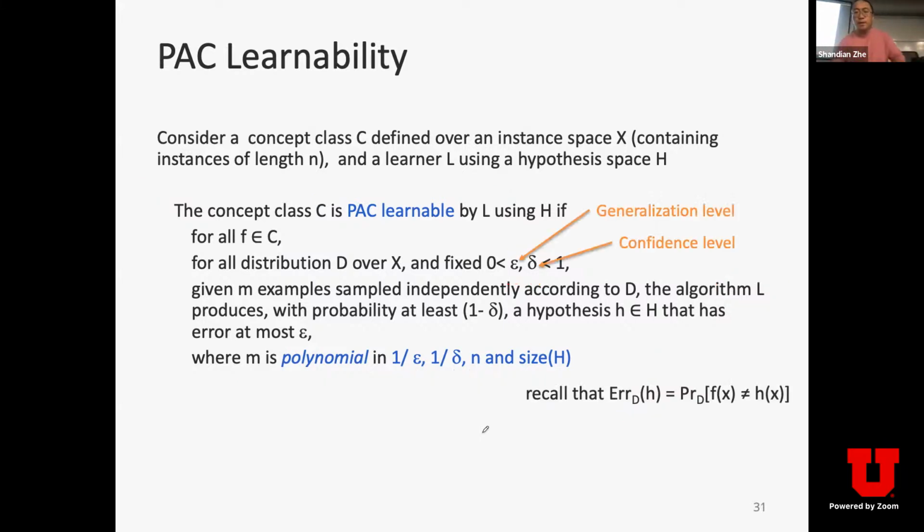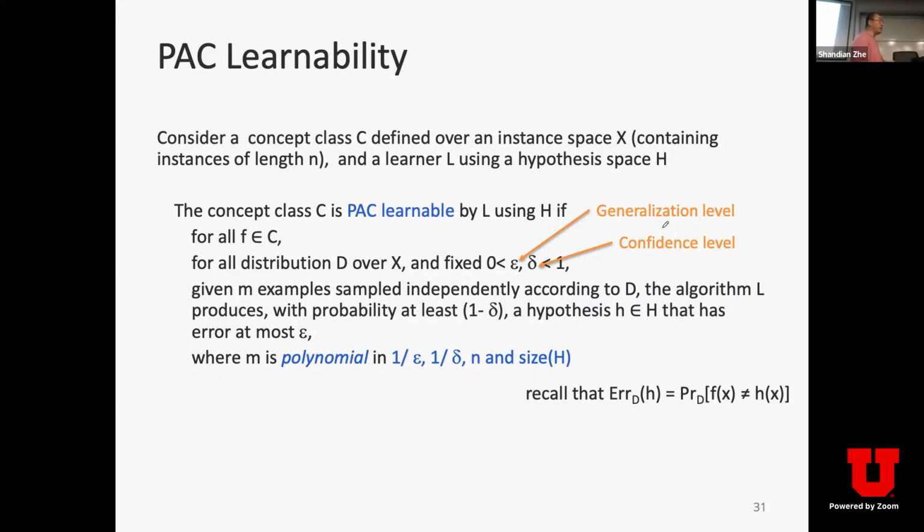So, yeah, we want to emphasize again, the epsilon here indicates the generalization error you require your algorithm to achieve. And delta indicates the confidence level, right? So we want our algorithm to find, with high confidence, meaning with larger probability, the hypothesis with as small generalization error as possible, right?